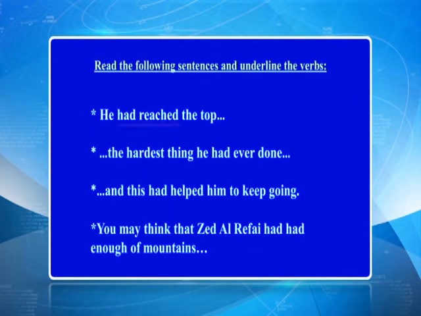He had reached the top. So, had reached is the verb in this sentence. Now, the second sentence reads, the hardest thing he had ever done. The verb is had done. Third sentence, and this had helped him to keep going. So, had helped is the verb. And last sentence, you may think that Zaid al-Rifa'i had had enough of mountains. So, had is the verb in this sentence.